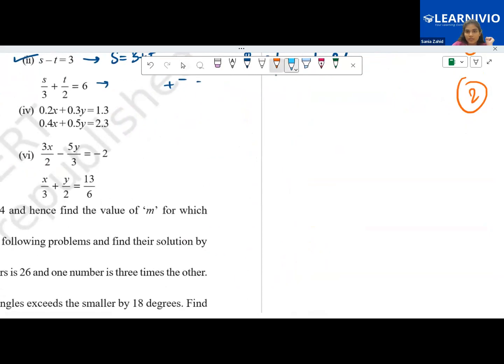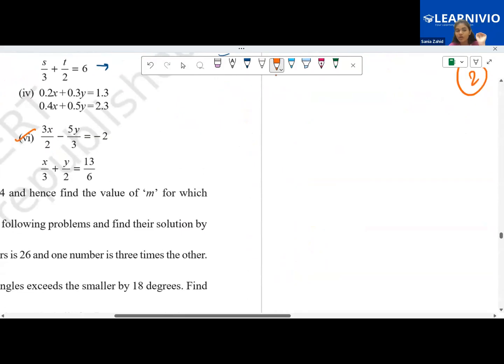So these are my equations. 3x/2 minus 5y/3 is equal to minus 2, and x/3 plus y/2 is equal to 13/6. Now what can I do over here? I can first of all make the denominator similar. Either I can make the denominators similar or I can try to eliminate them. So how do I eliminate the denominators? Look at the first equation. What are the denominators? 2 and 3. And what is the LCM of 2 and 3?